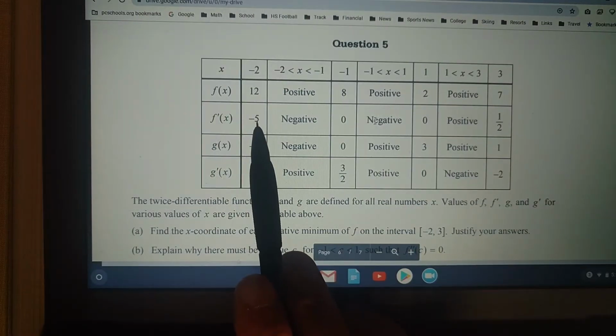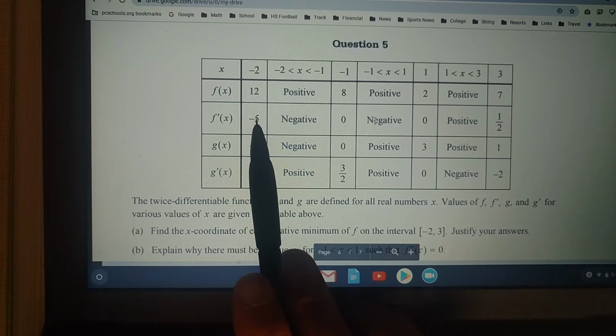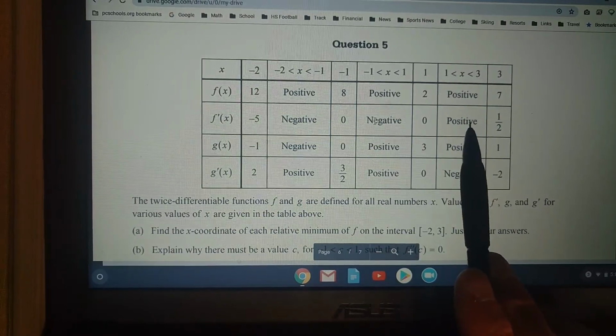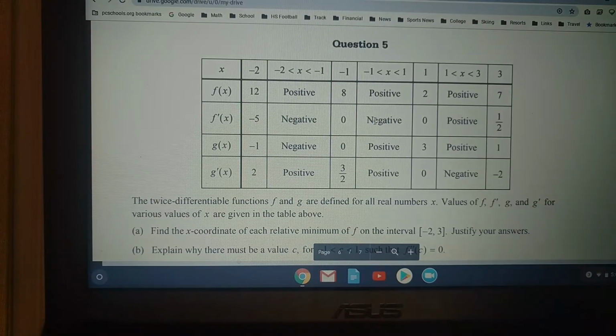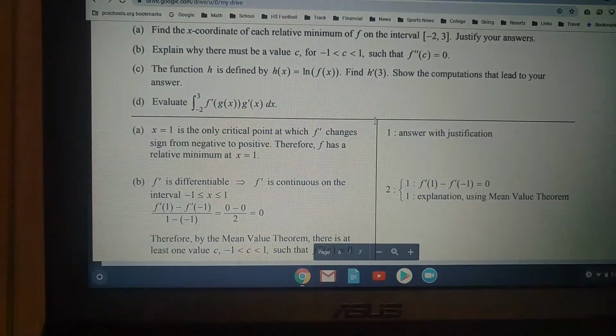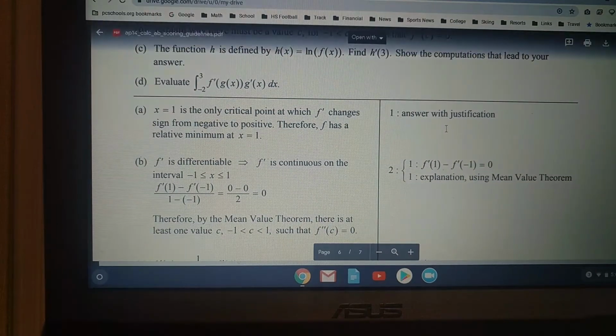I do check the two endpoints, but since the derivative is negative, the function immediately starts to go down from this endpoint, which makes this a relative max, and it's going up when it gets to this one, making this one at 3 also a relative max. So our only relative minimum is at x equal to 1, and simply put, that is the only critical point where the derivative changes from negative to positive. You have to explain that in your justification: f prime changes from negative to positive.